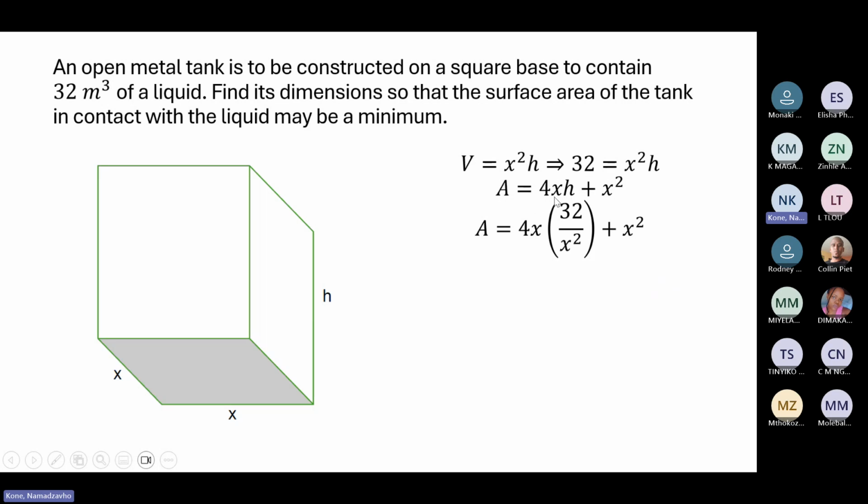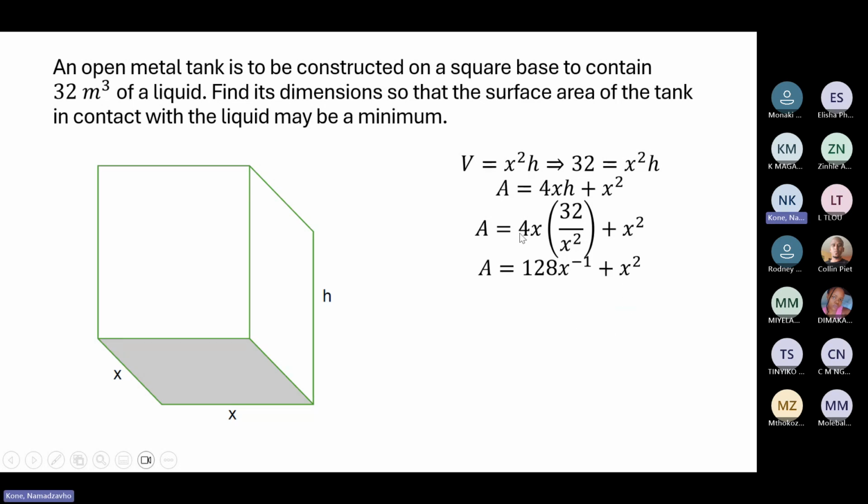Then we come to the area equation and replace h by 32 over x squared, which is this bracket that you see there. The rest of the things are exactly the same. 4x is the 4x that was there on the original equation. The x squared is this one that you see there. So in place of h, we have put its equivalent from the given volume there. Then from there, we just simplify this equation.